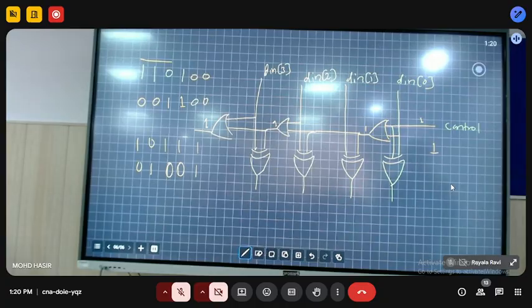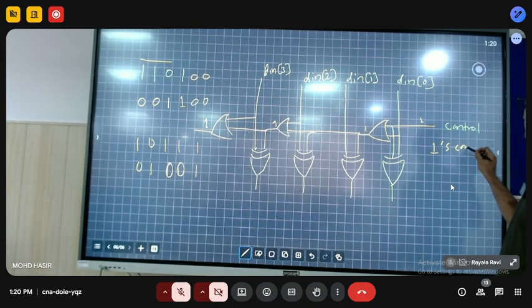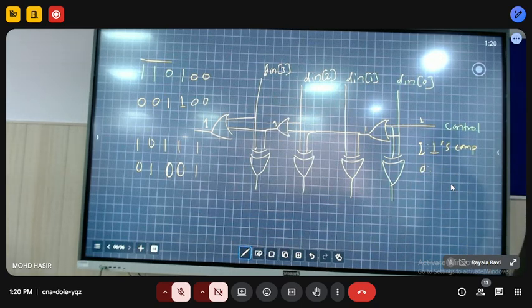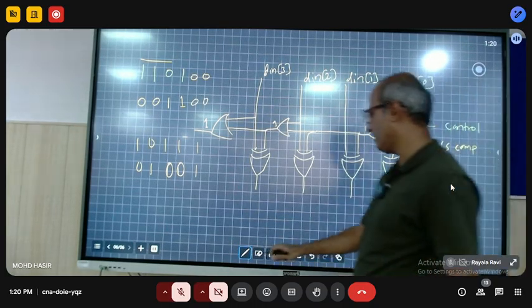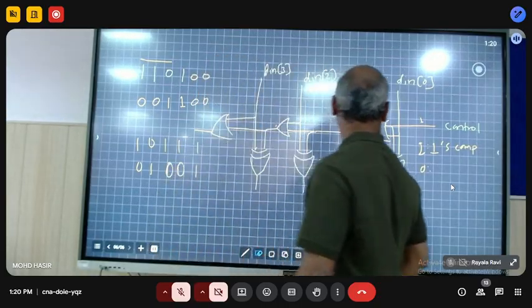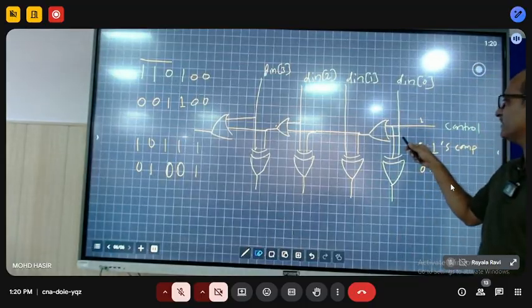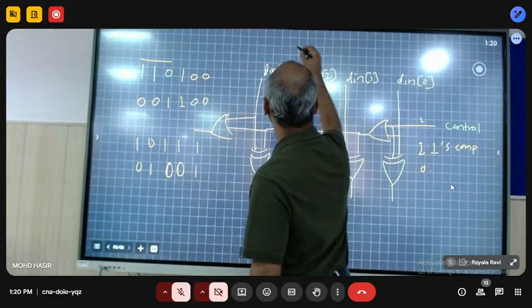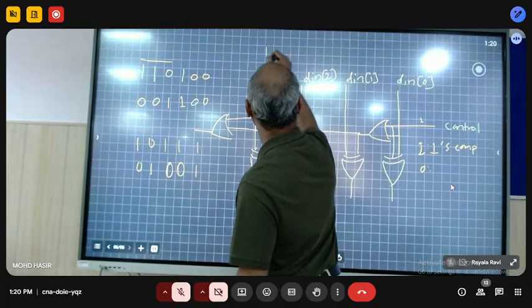So it is one's complement. When control is 0, what will happen? There will be no more progression on this line. It will copy what this line is. So let us look at the number, maybe two numbers we can say.